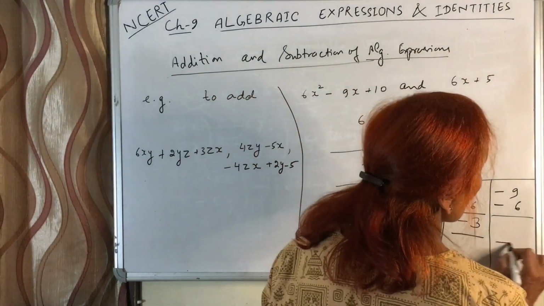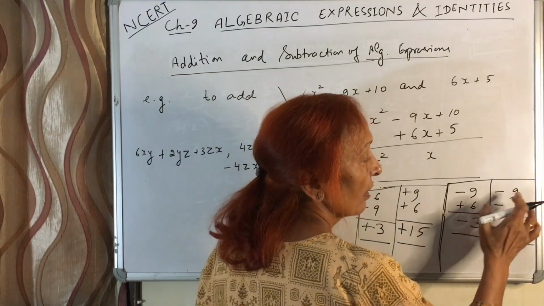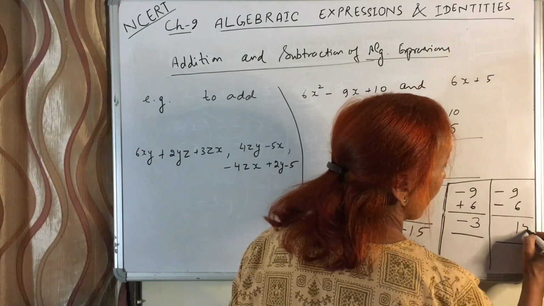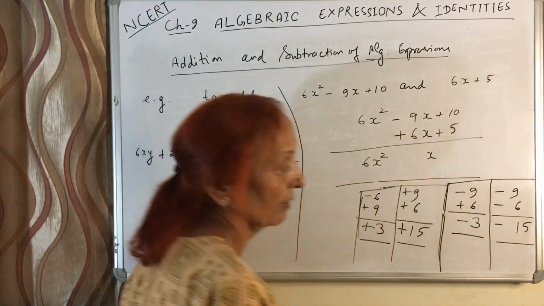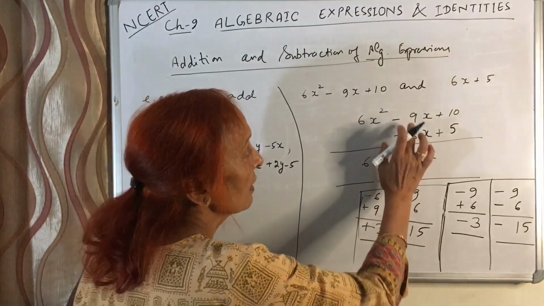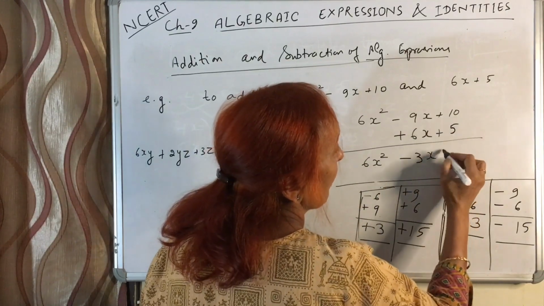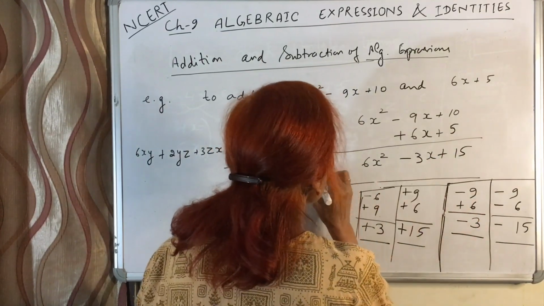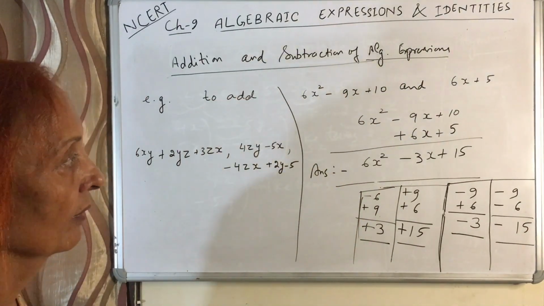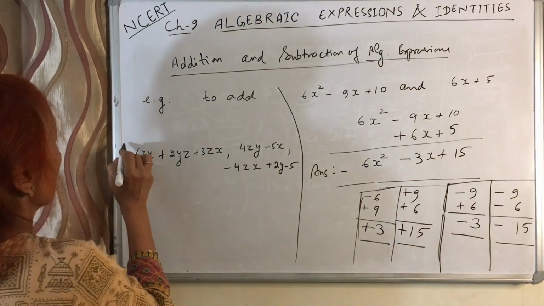Here also the same sign, minus minus. Here it is minus sign on both the numbers, so you add and put the sign as minus. Okay, so minus 9 plus 6 is nothing but minus 3, 10 plus 5 is 15. So this is the answer. Correct. One more example we will take.